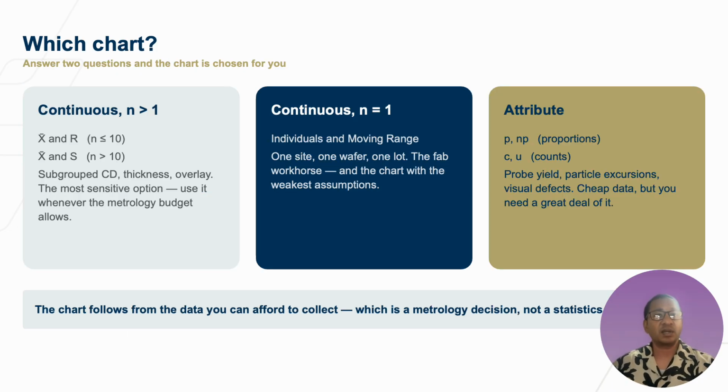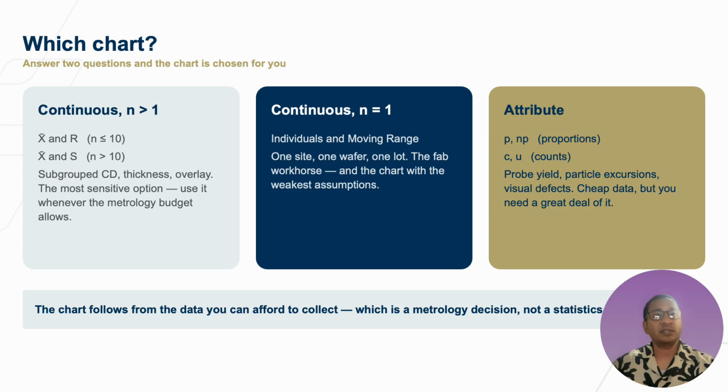Two questions and the chart is chosen for you. Is the data continuous or attribute? If it's continuous, is n greater than 1? Continuous with n greater than 1: x bar and R for subgroups up to about 10, and x bar and s above that. This is the most sensitive option and you should use it whenever the metrology budget allows. Continuous with n equal 1: individual and moving range. This is the fab workhorse, and as we established in the last class, the chart with the weakest assumption. Uncomfortable but true. Attribute: p and np for proportions, and c and u for counts.